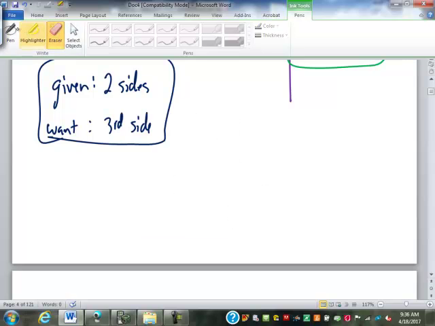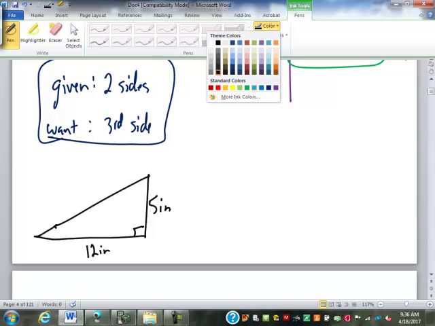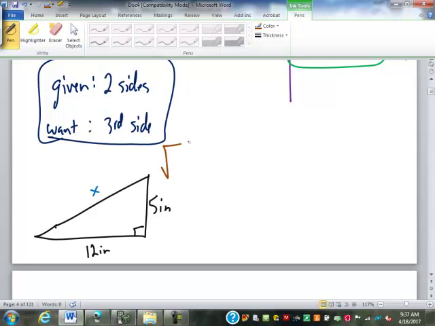In fact, I'm going to move this over just a touch. What if I give you that this is 5 inches and this is 12 inches? And I'm asking you to find side x. That's the square root of a squared plus b squared, right? A squared plus b squared equals c squared. Comes up to be 13.